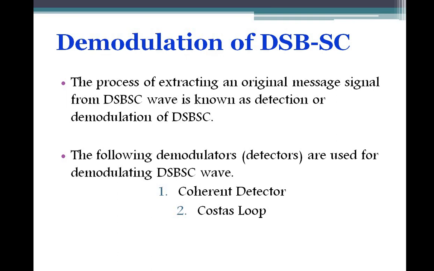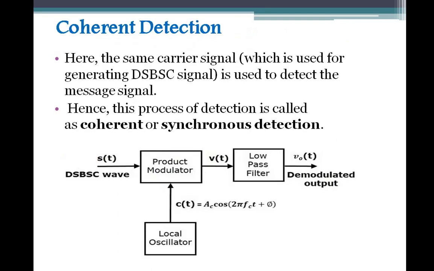Clear? So let's just begin with your coherent detector. First one, the very first is coherent detection. What you are having in this coherent detection? Here what happens, as we have already said, whenever you are going for the modulation, we have suppressed the carrier. So we have to generate the carrier at the receiver side also, because without carrier we can't get our original signal. So what we are doing here, we are also generating a carrier by using a local oscillator.